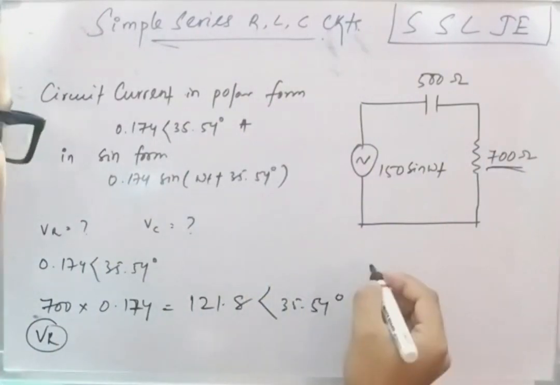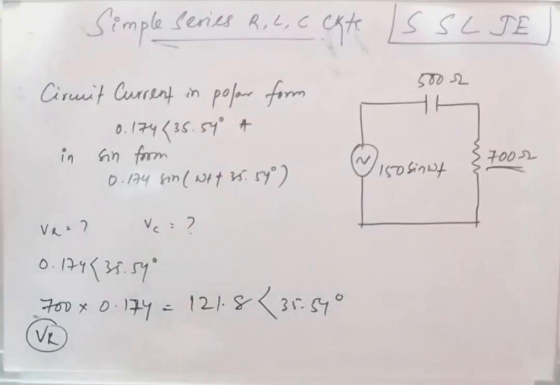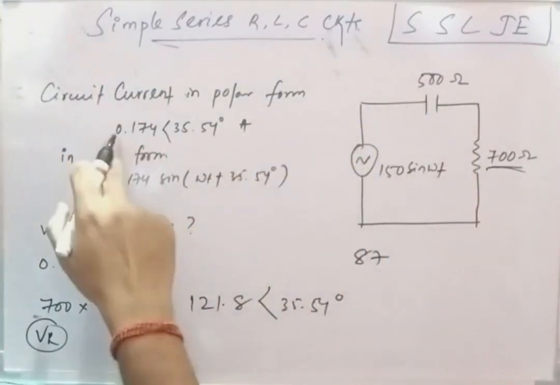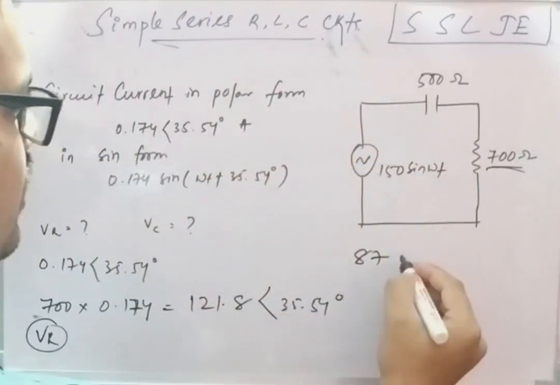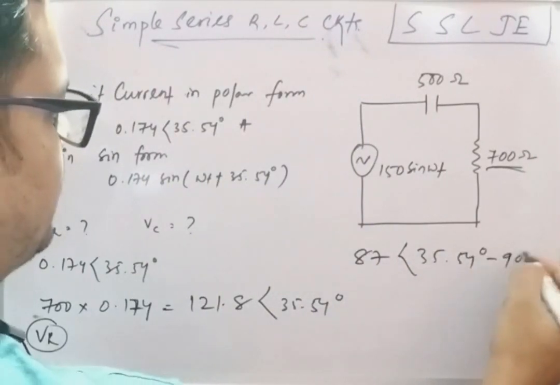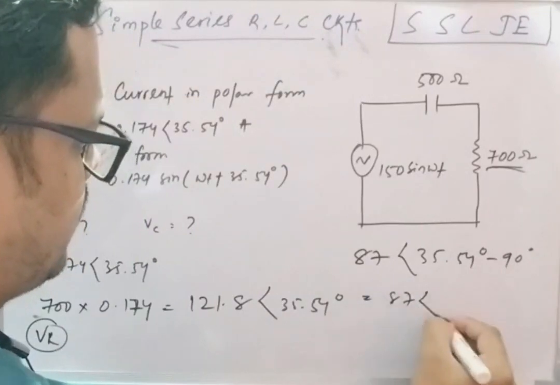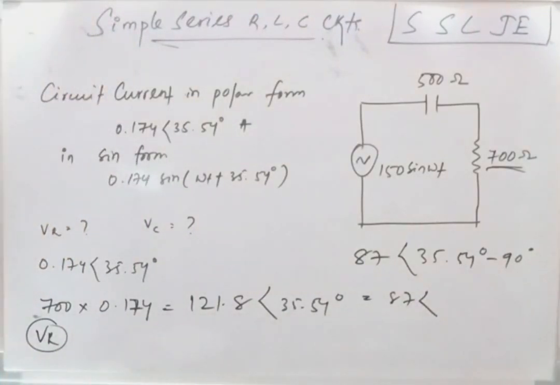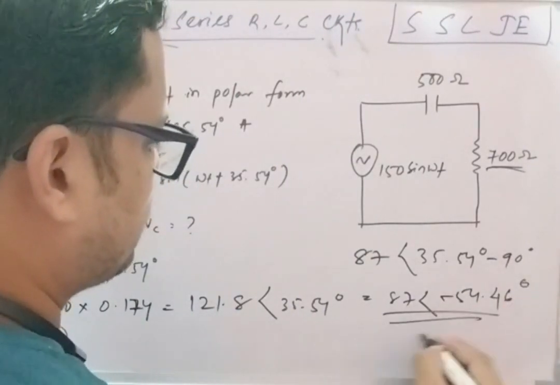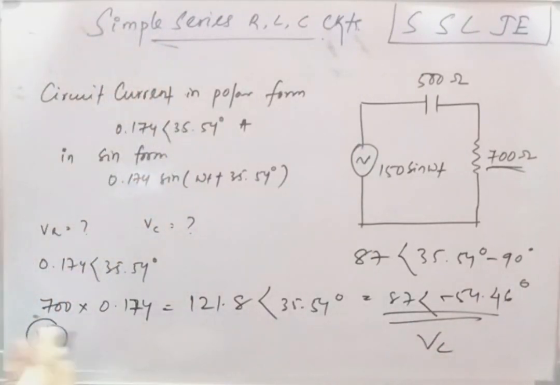Okay, so you will get the answer as follows. If you multiply 500 with 0.174, you will get 87, and 35.54 degree minus 90 degree gives minus 54.46 degree. So VC is 87 phase minus 54.46 degree. This is VR and this is VC. Check your answers.